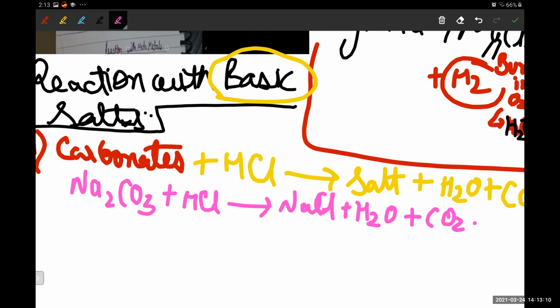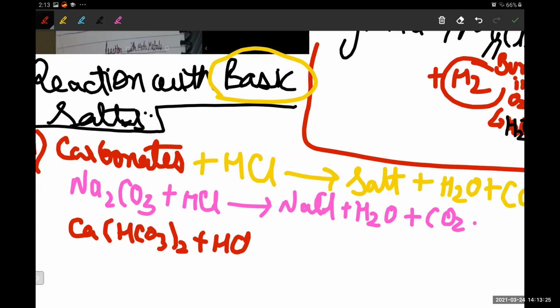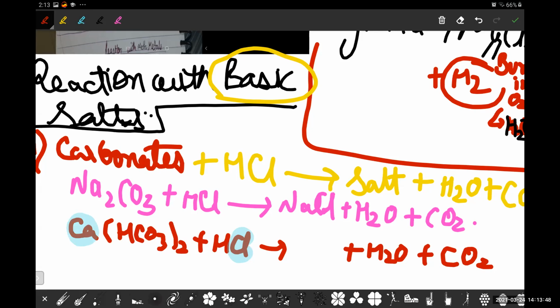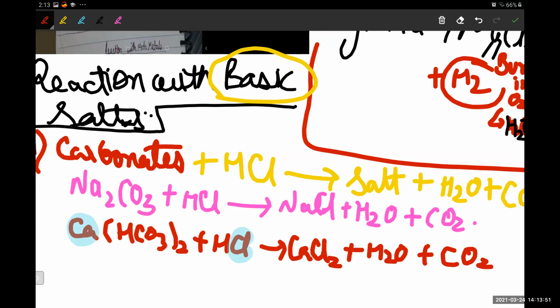Let's take another salt. Let's take bicarbonate this time. Let's take calcium bicarbonate. So Ca(HCO3)2 plus HCl will give us what? I'll just write carbon dioxide because we get it for sure. We get water also because we'll get it for sure. Then what will be the salt? Now you can just see here that we have used everything except the chloride and the calcium. So yes, we'll be getting Ca and Cl, that is calcium chloride.